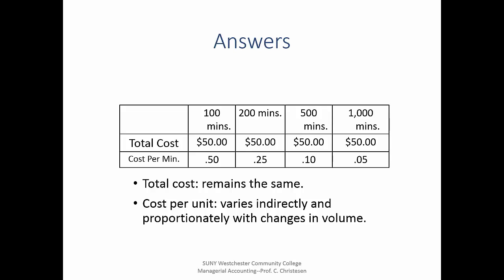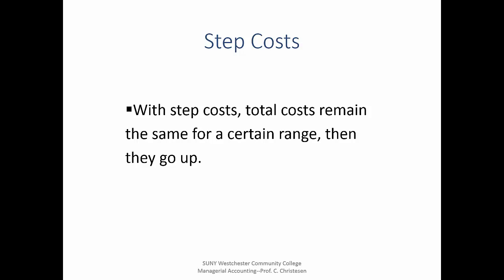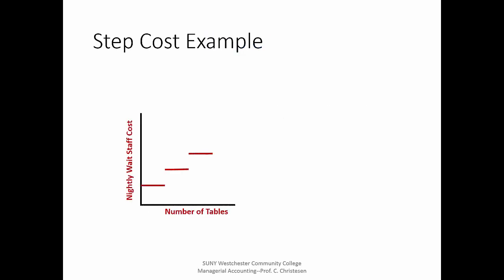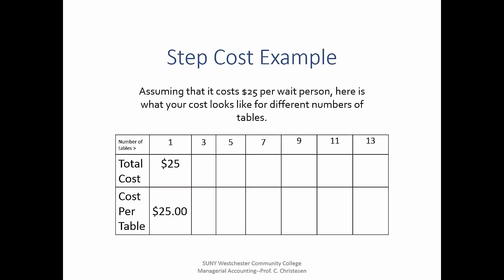Now, let's look at step costs. These are costs that stay fixed within a certain range, but then go up in a step. Notice how the graph looks like it has steps. You can see how the costs stay the same for a time, then go up to the next step. As an example, let's say you own a restaurant. Each wait person costs $25 per night and can handle up to 6 tables. If there are 7 tables, you need to bring in another wait person. Please take a minute to pause the video and fill in the rest of the costs.